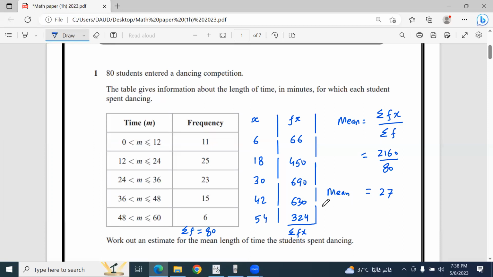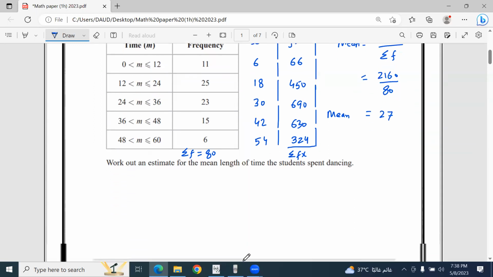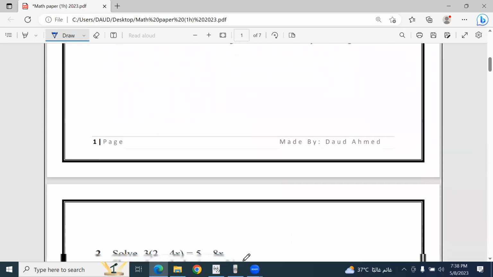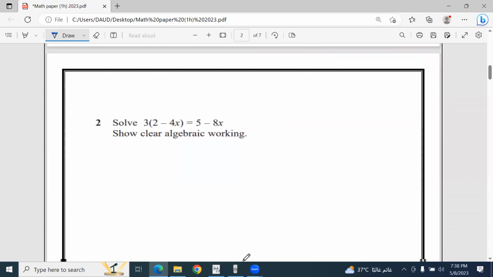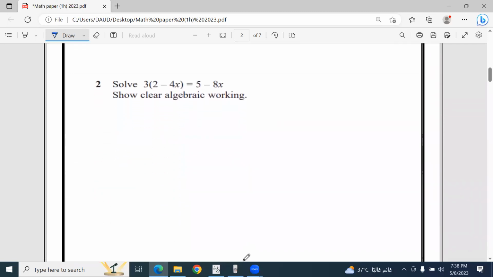Okay, we move on to the next question. This is related to algebra. Solve 3 bracket open 2 minus 4x bracket close equals 5 minus 8x. Show clear algebraic working.